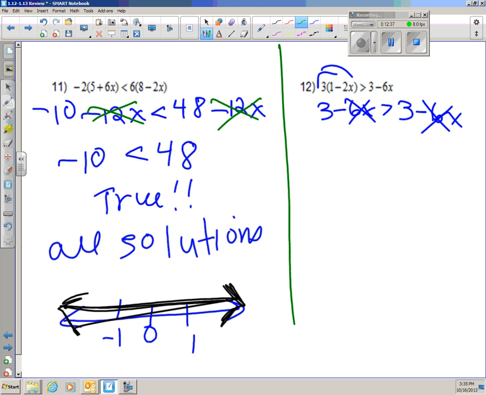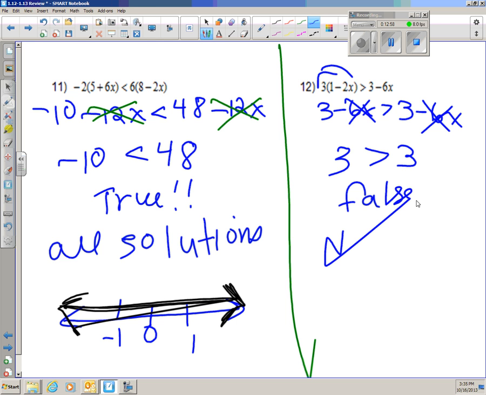what you get left with is an inequality statement of 3 is greater than 3. This is not true. 3 can never be more than itself. This is false. And because this is false, there is no solution.